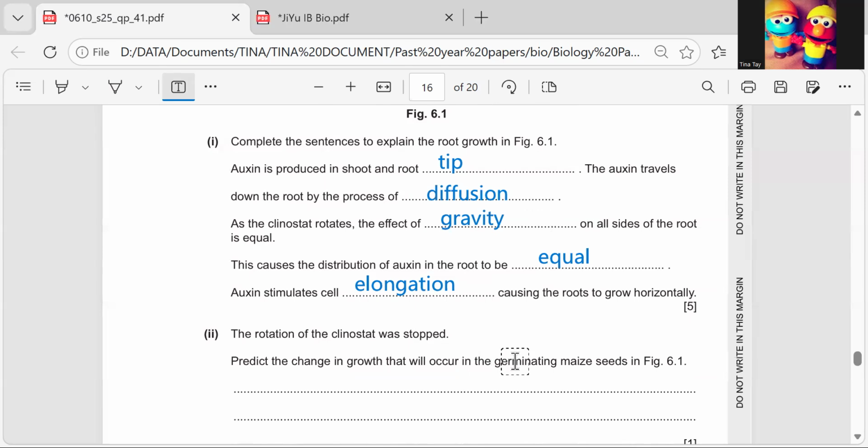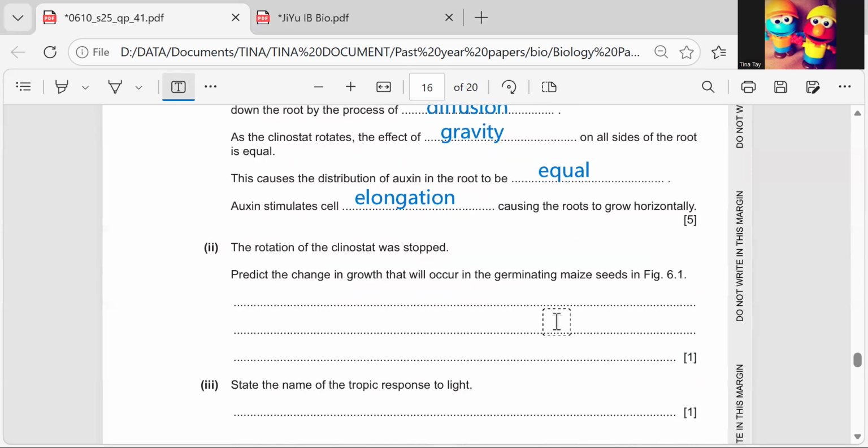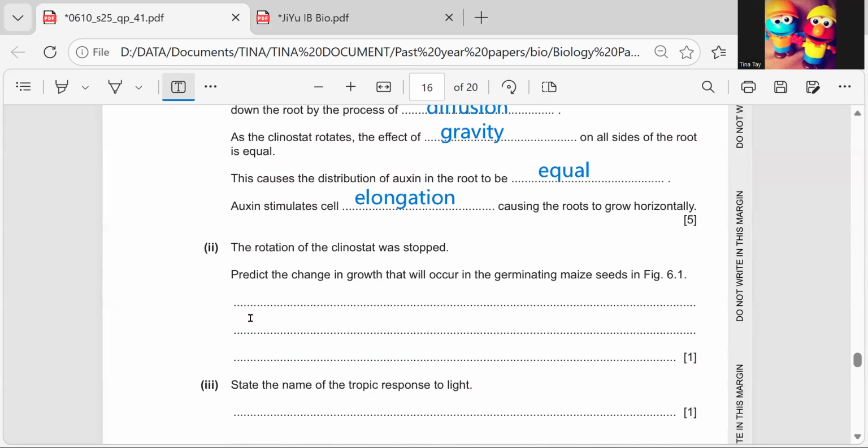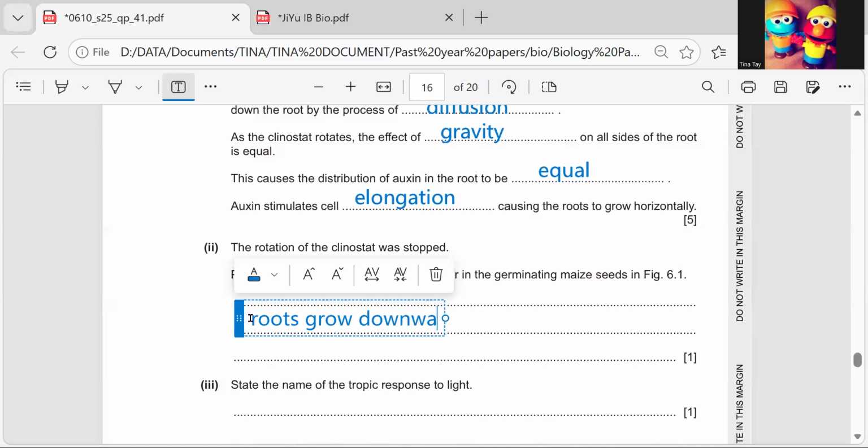The rotation of the clinostat stops. Predict the changes in growth that will occur. It will start growing downwards. Roots grow downwards. And this is called the gravitropism effect. I forgot. Correct for this? Yeah. Thank you.